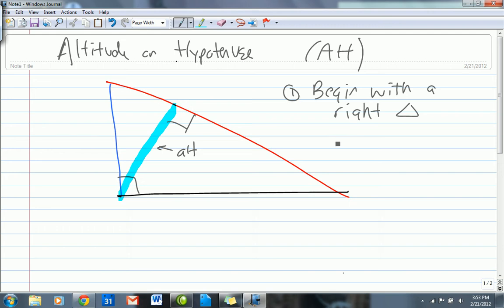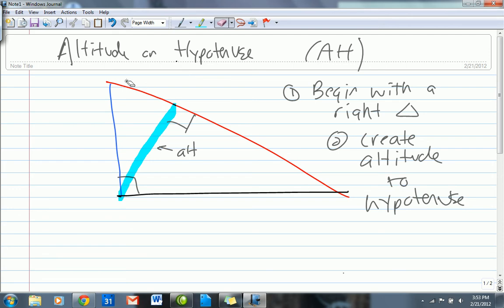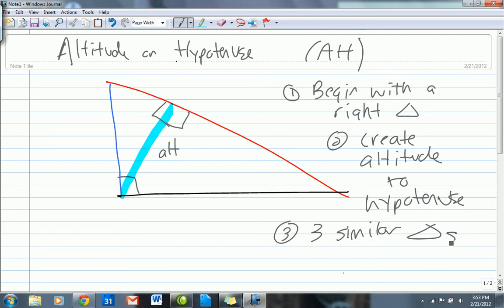Okay, so we begin with a right triangle and create an altitude to the hypotenuse. Of course, recall that the hypotenuse of a right triangle is the side across from the 90-degree angle. So if I were to ignore this, the red piece is the hypotenuse because it's across the largest angle, which is 90. And I'm going to create an altitude to that hypotenuse. Okay, and that's my altitude right there. What we have is we therefore create three similar triangles, and I'll show you that on the next page.